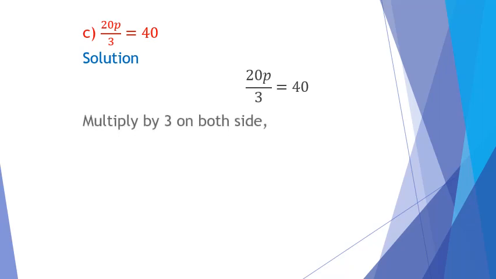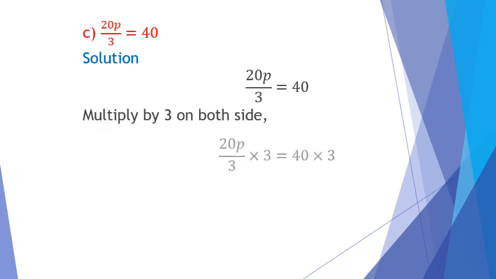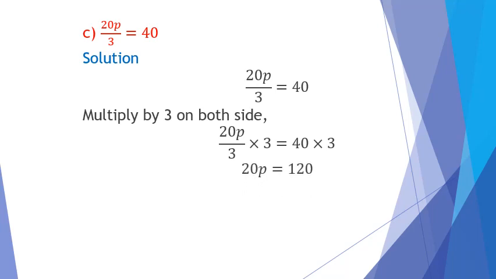Next, C. 20p upon 3 equal to 40. So, first we separate 20p and 3. To separate this one, we have to multiply by 3 on both sides. So we get 20p upon 3 multiplied by 3 equal to 40 multiplied by 3. 3 cancelled on LHS. So we get LHS equal to 20p. 40 into 3 equal to 120. So 20p equal to 120.